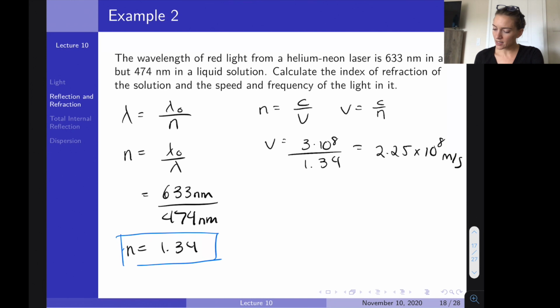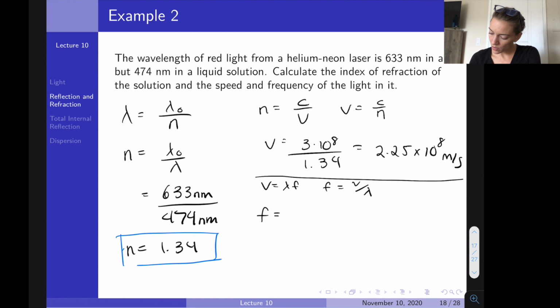Then we want to find the frequency, using the velocity and the wavelength inside this medium. Remember, the velocity is lambda times f, so f is the velocity over the wavelength. So our frequency inside this solution is 2.25 times 10 to the 8 divided by 474 nanometers, because that's the wavelength inside the material. So 474 times 10 to the negative 9 meters, and this comes out to 4.74 times 10 to the 14 hertz.